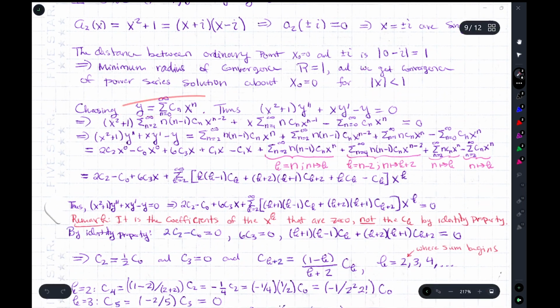So let y be this. This is the assumed form. And we're going to work on the left-hand side there. So the second derivative is going to be this. The x times the first derivative is here. And we get this minus y here. So this corresponds to this, this corresponds to that, and x squared plus 1 corresponds to that times this.